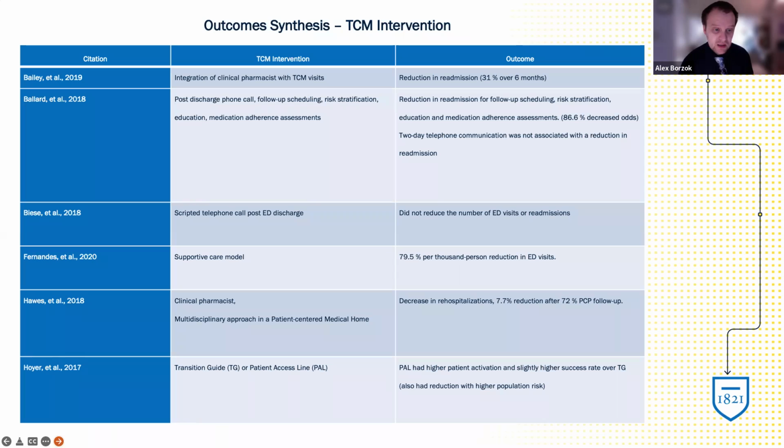So this is just a review of the different types of interventions that have been used as part of a transitions of care program. And the whole goal here is to summarize all these different interventions and look at the pros and cons of them, the outcomes, were they beneficial, were they not? And for the most part, these interventions were beneficial.